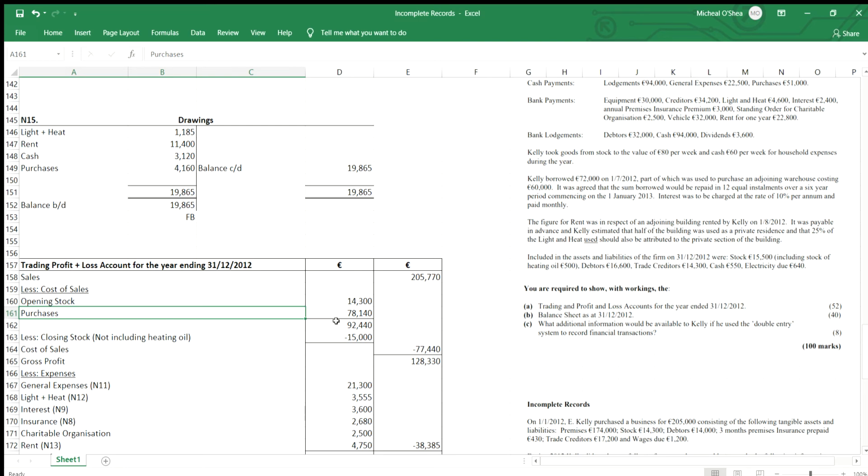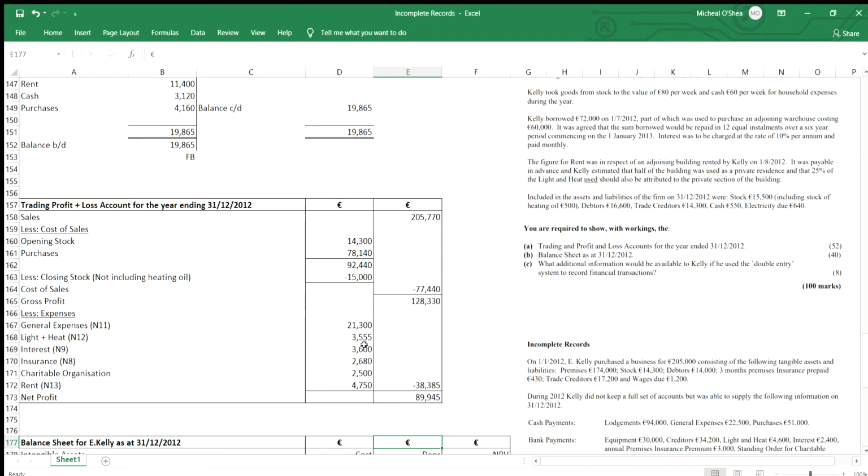costs I pay here are going to add up, and then all of those costs add up, and then I have my total sales that I make from it. My gross profit is 128,330. My less expenses here are just taken from the question, from all the notes we've done so far. So general expenses, light and heat, interest, insurance, and rent.